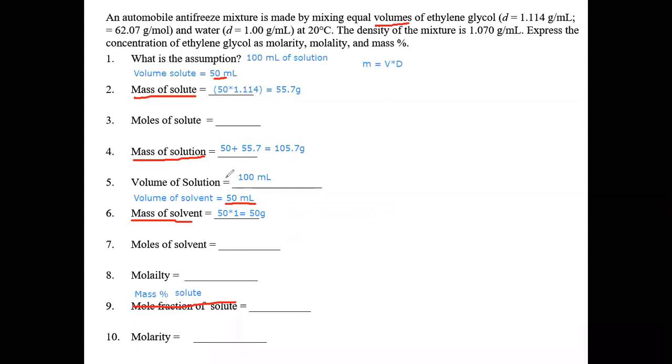One correction is the volume of solution. We shouldn't have made the approximation based on that. Our assumption is 50 milliliters of solute and solvent. Because it says equal volumes, you can choose any set of equal volumes. So I choose that we have 50 mils of solute and 50 mils of solvent.